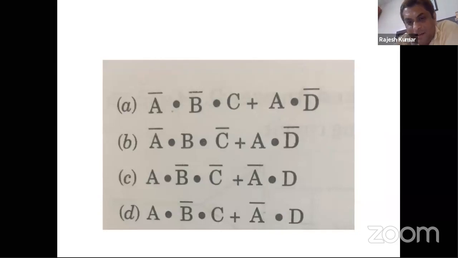Should I solve it now? The answer is okay in this case. The answer is C in this case, that is A B bar C bar plus A bar D. But you have to solve it with the help of Boolean expressions. I can solve it if you want.